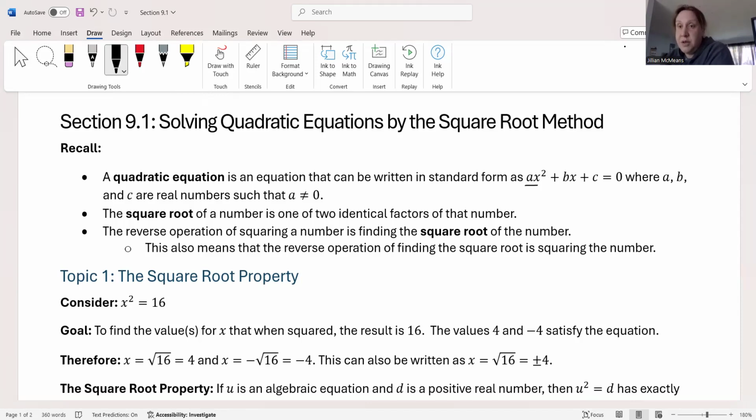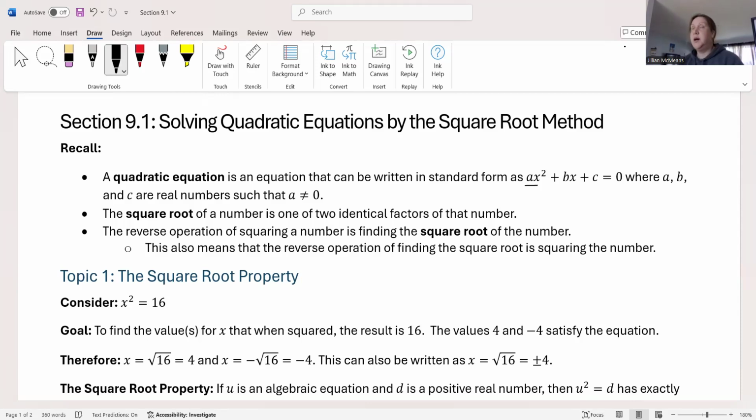Now we need to remind ourselves of square roots because in this worksheet, we're going to talk specifically about the square root method for solving quadratic equations. And so that's going to be the focus of this video. And then we're going to have a couple of videos where we talk about applications to the square root method. Okay, so let's get started with the idea of what is a square root.